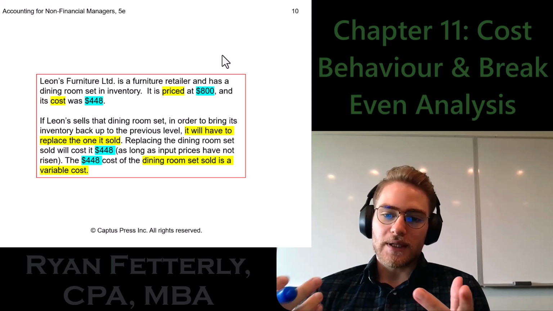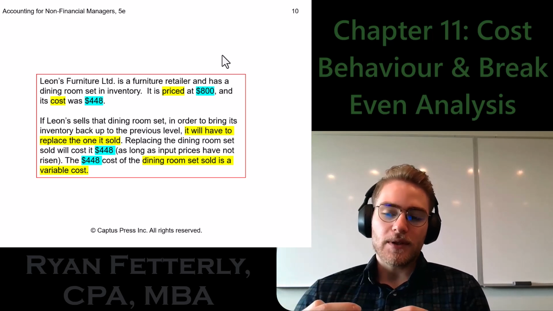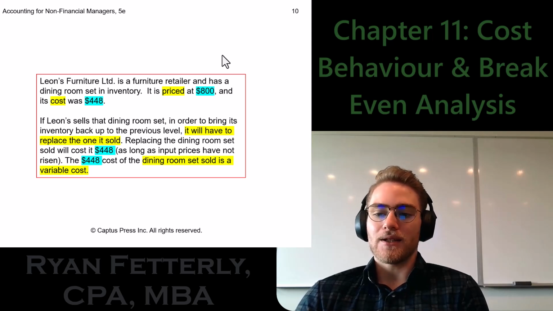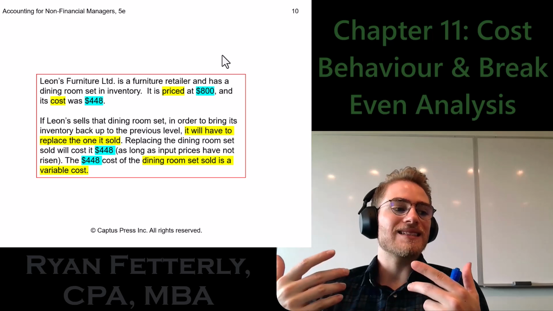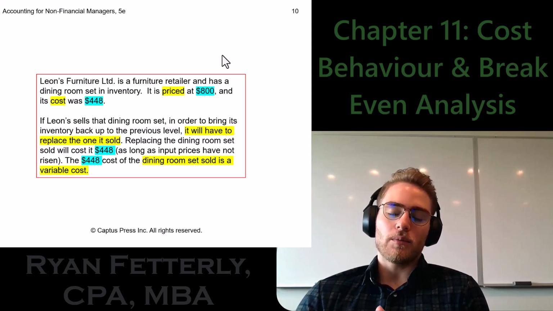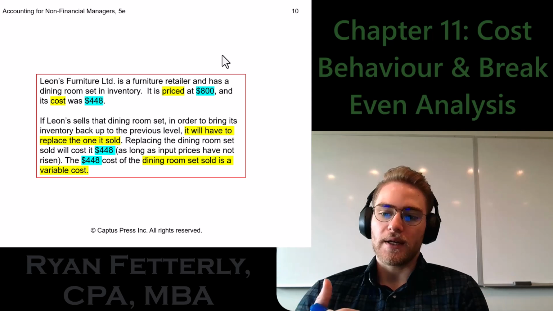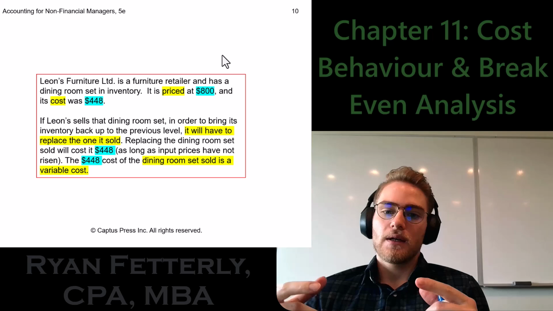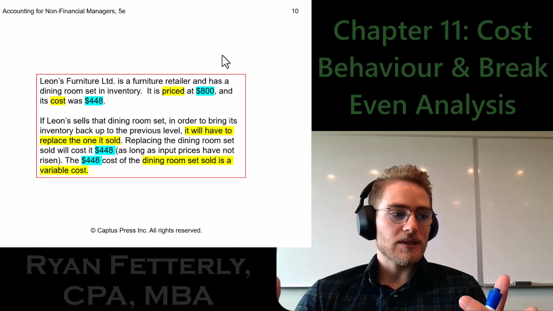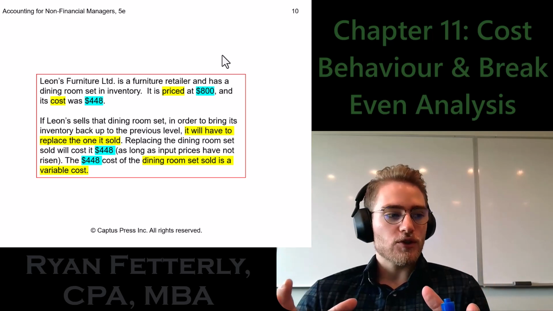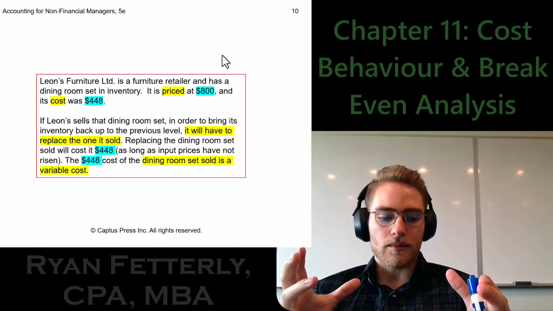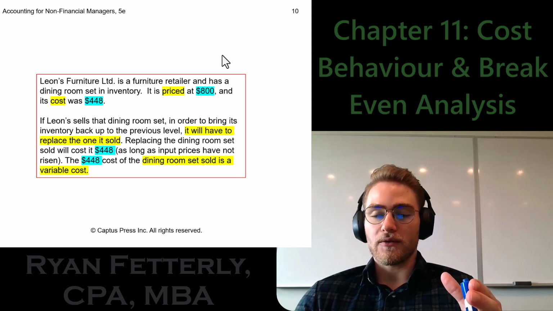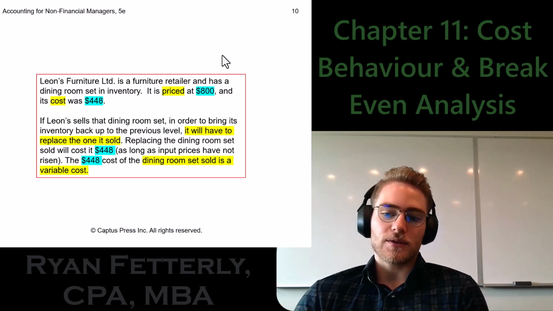So Leon's Furniture, for instance, is a furniture retailer, and I believe we actually have one in town here, and has a dining room set in inventory priced at $800. This is what we're going to sell the dining room set at if someone bought it off our floor. And the cost of this was $448. So that means that piece of inventory, assuming it's not consignment, we bought it for $448, and that's what we paid when we acquired it from whatever wholesaler or manufacturer. And now we have it sitting and we're trying to sell it for $800, right?